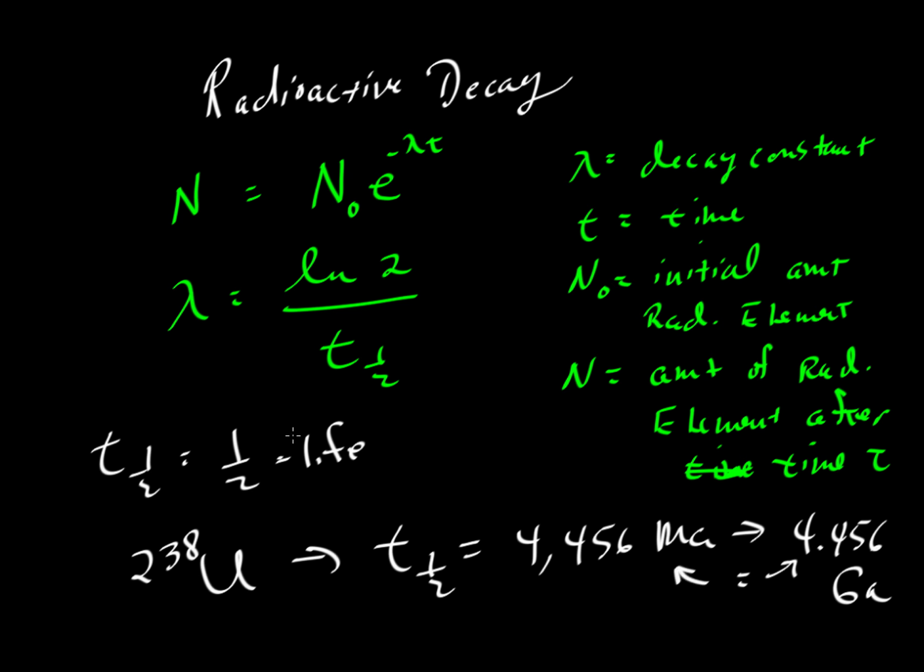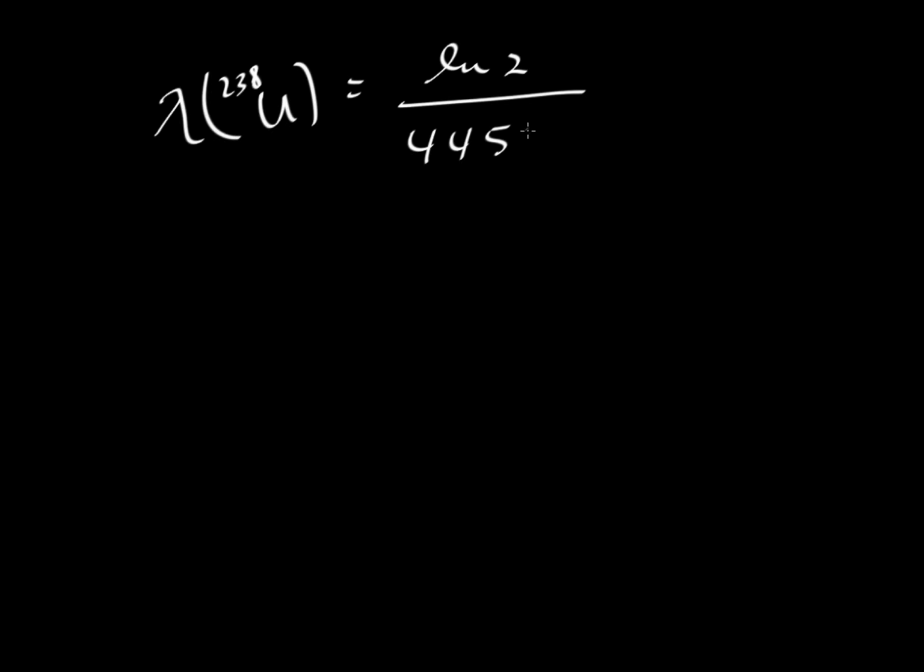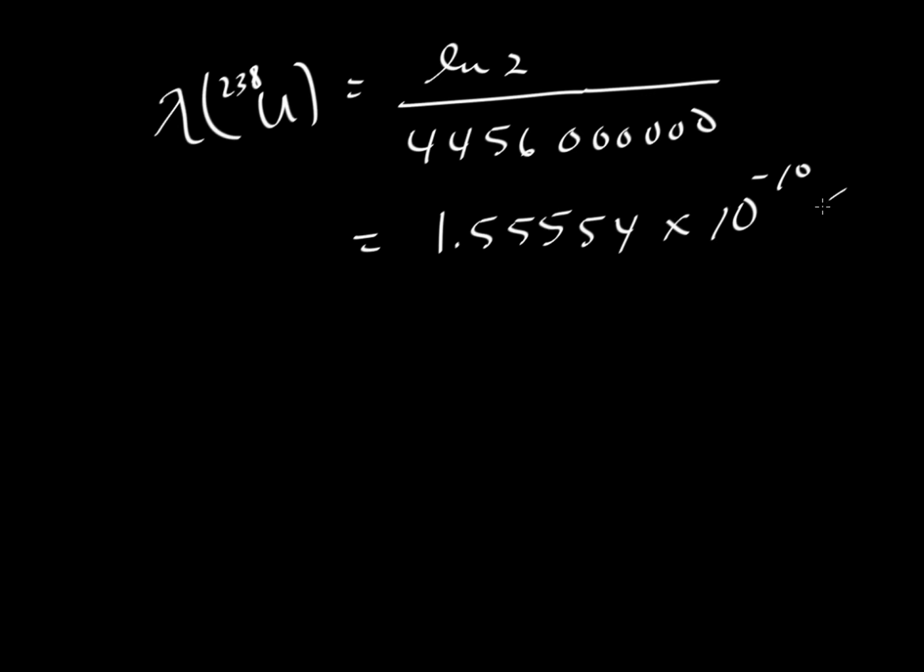And so if we want to know the decay constant, we can take the natural log of 2 divided by that very large number. Let's erase the chalkboard here and do that calculation. So the value for lambda for uranium-238 would be equal to the natural log of 2 divided by 4,456. That's in millions of years, so we'll add 6 zeros, and this thing comes out to about 1.5554 times 10 to the minus 10 per year.